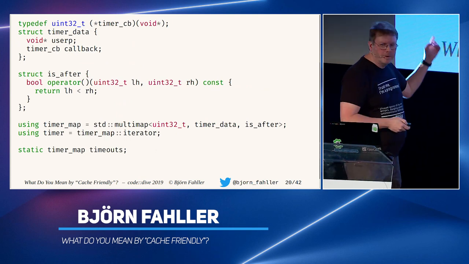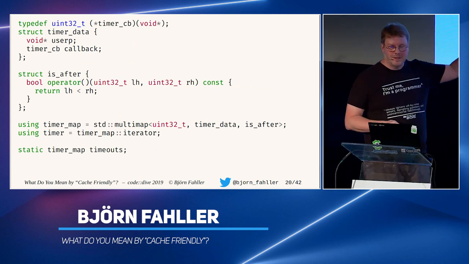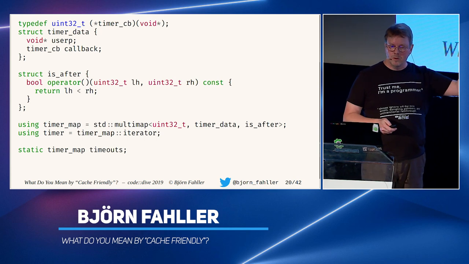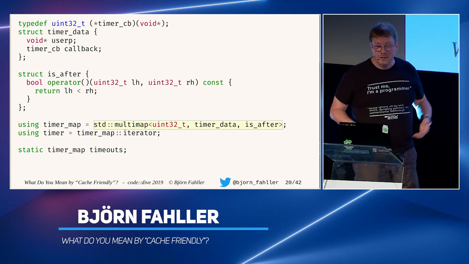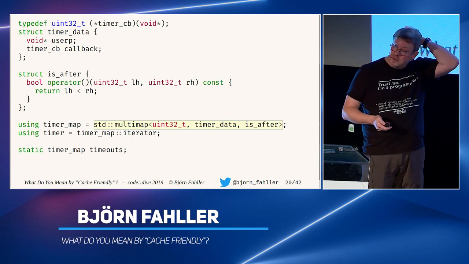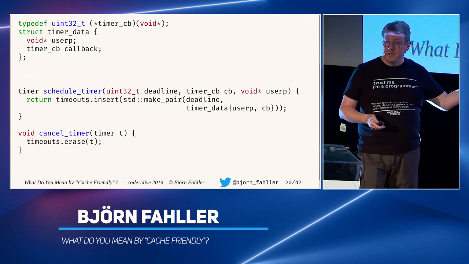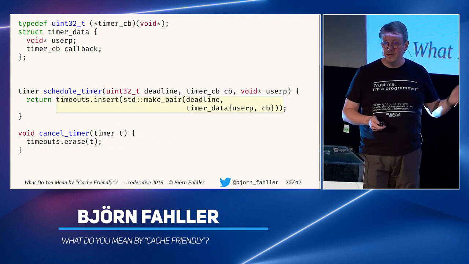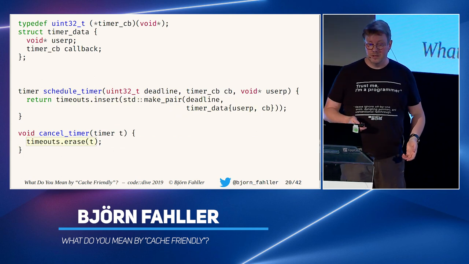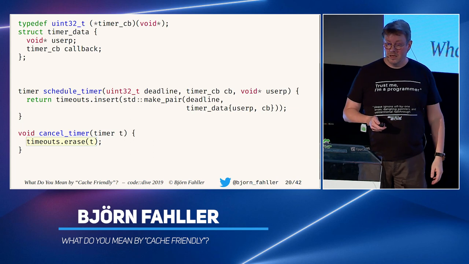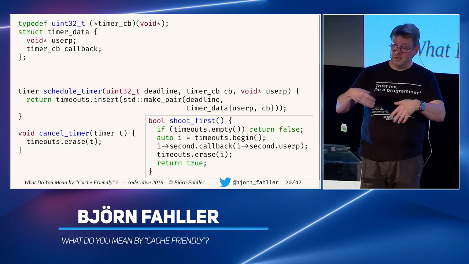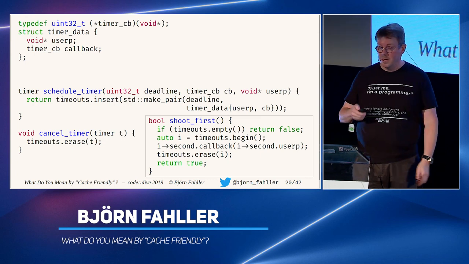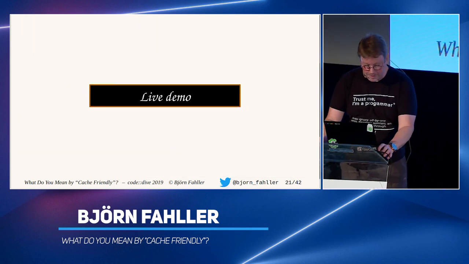So I can write the code like this instead, where I just have this really simple timer data with a callback and a user pointer, and use a multimap, because there can be several entries with the same deadline. So the implementation is super simple. Just do an insert or erase. To fire, you just check: if it's empty, we're done. Otherwise, take the first one and erase it afterwards. So let's try.